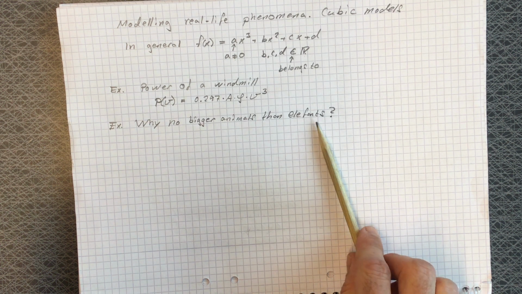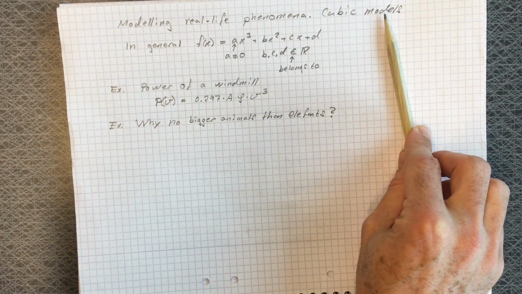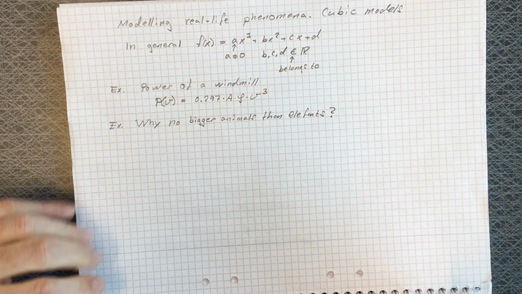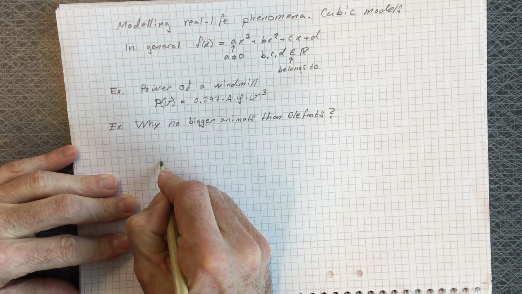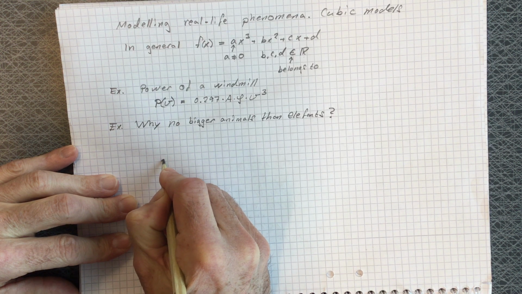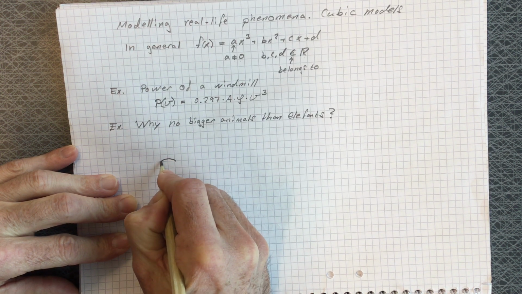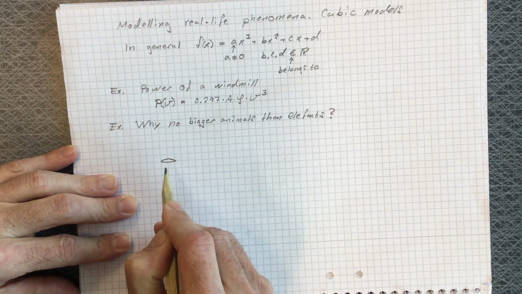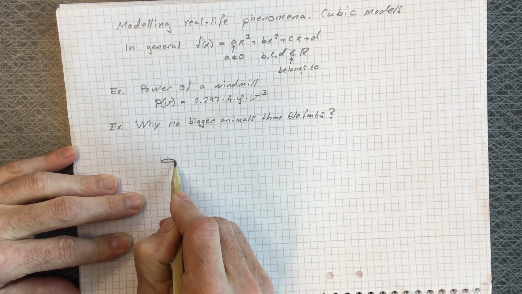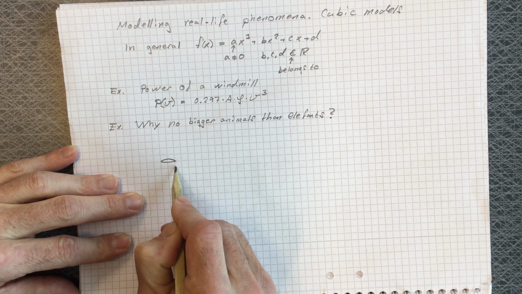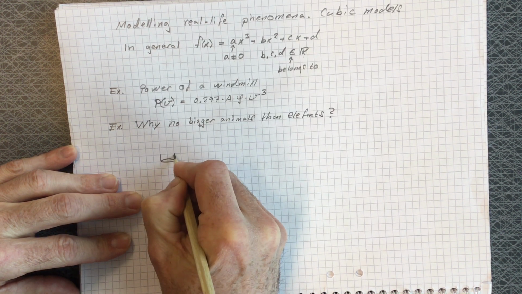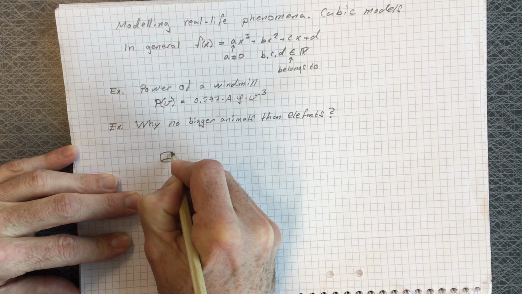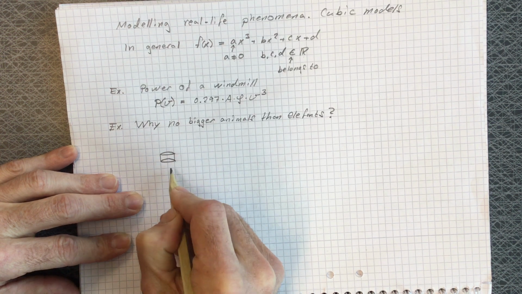You could actually show it with a cubic model. And I will do it for you right now. So, you could actually draw an animal like this. I will draw the animal like a cylinder. And the diameter of the cylinder is 2 squares. And the height of this cylinder is 1 square.